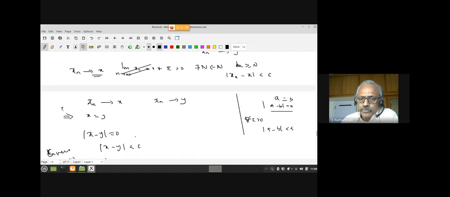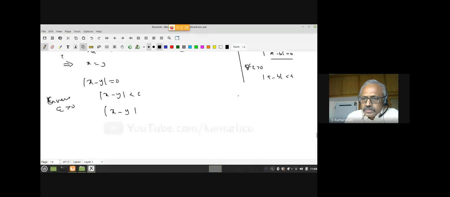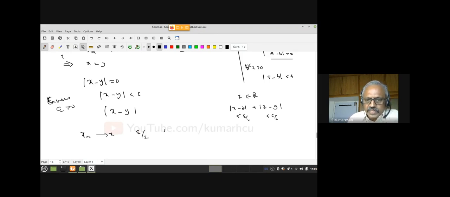What does it say? Now you have to find some z, a real number, so that mod x minus z is small and mod z minus y is also small, and let's say both of them are less than epsilon by 2, then I would have got the result. Now can I get it? Yes, because xn converges to x. Therefore for epsilon by 2 there is an n1, so that if k is greater than or equal to n1, mod x minus xk is less than epsilon by 2.